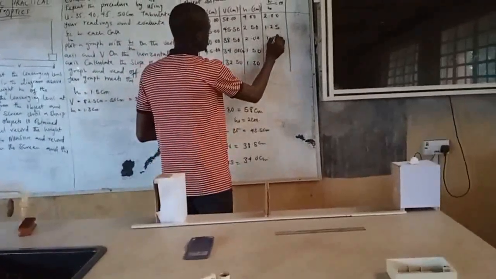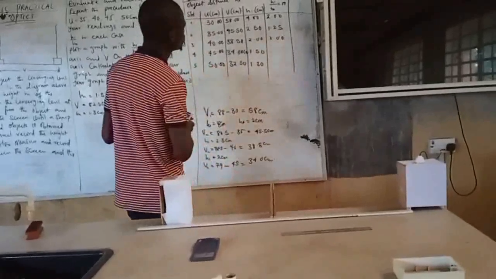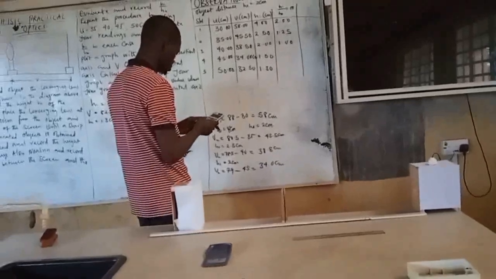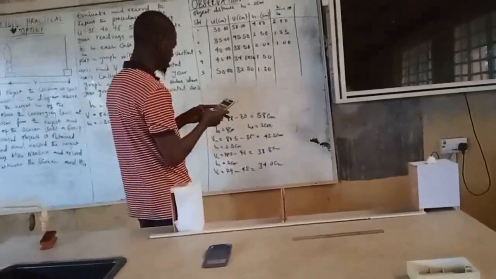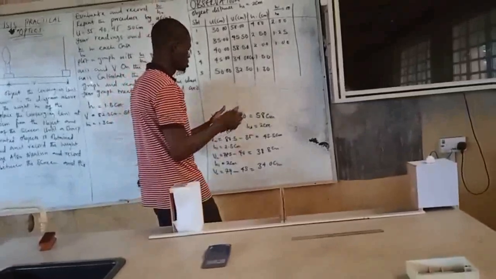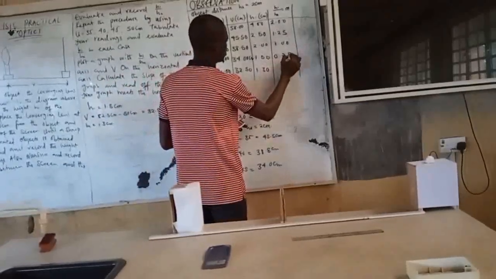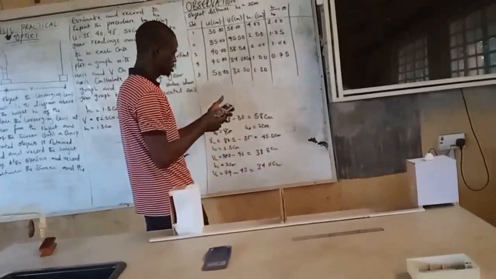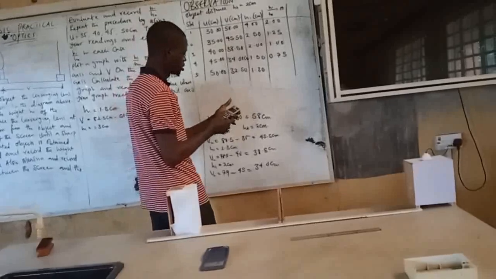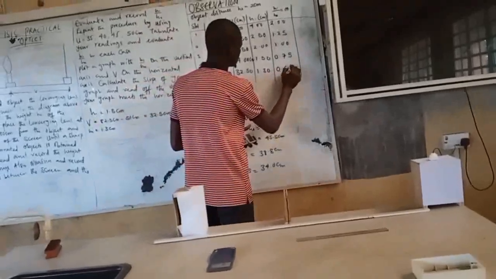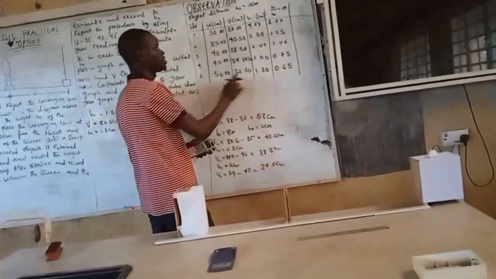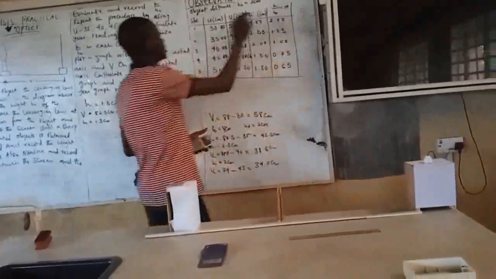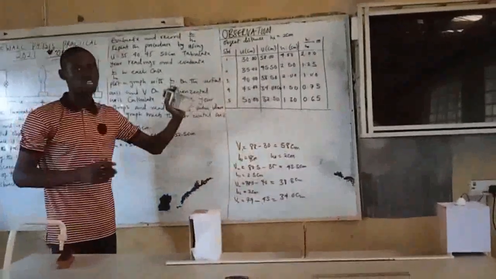Then I have 1.5 divided by 2, which gives 0.75. And the last one, 1.3 divided by 2, gives 0.65. Now, this is my reading. This is the reading that you are going to get from your experiments.